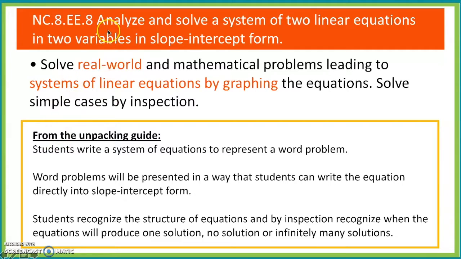This is the second part of 8EE8, so this is the second bullet. And again, I think it's explained well with the unpacking guide. So the first bullet says that students are supposed to be able to write a system of equations to represent a word problem. We're going to do that. And then the word problems, how they're written, they have to be presented in a way that students can write the equation in slope-intercept form. So that's how the word problem is in this video.